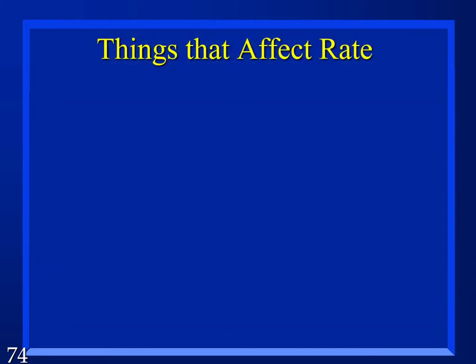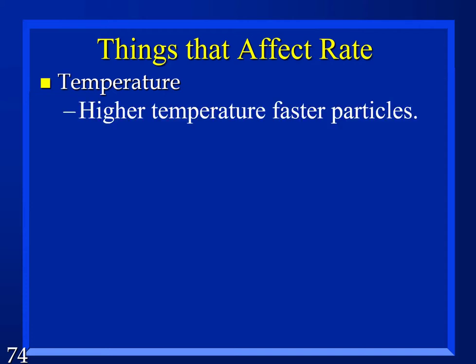So how can I affect those rates? What can I do to them? What can I change that will change how fast reactions happen? First thing I can change is the temperature. So remember, we said temperature was about molecules moving. That's why there's an absolute zero. Absolute zero is where everything would stop, right? So temperature is about molecules moving. So as I raise the temperature, they're moving faster.